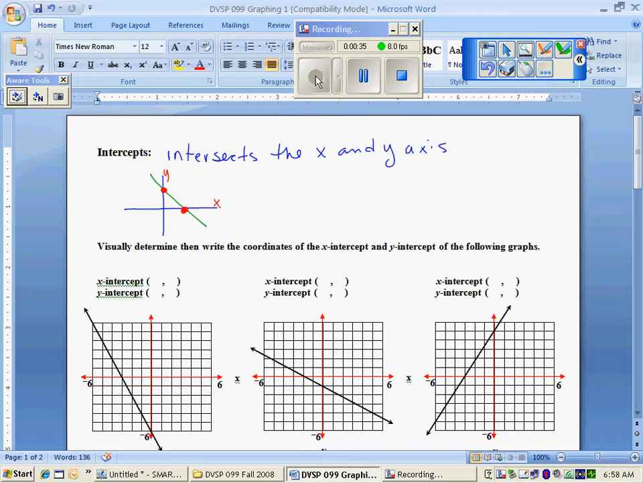We call these intercepts. Now if we look at the ordered pair itself, this is going to have some x-coordinate and y is going to be 0 because I didn't move up or down any. This position has 0 for the x-coordinate and some y-coordinate depending on where my line hits that axis. So let's go ahead and take a look at a couple examples here.